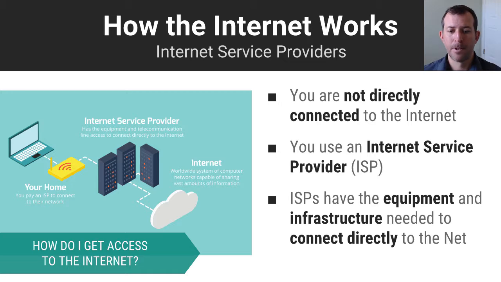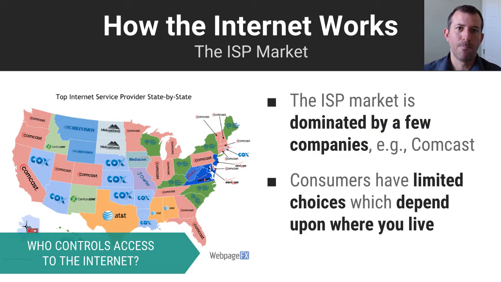Unfortunately, the ISP market, the telecommunication market, is very much an oligarchy. There are only a couple companies throughout the United States that provide ISP services. And depending upon where you live, you may have very little choice. This map shows you the top internet service providers by state.